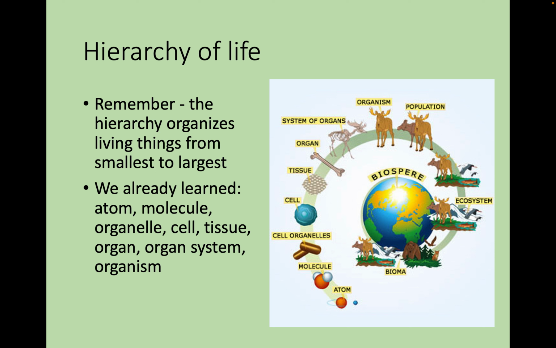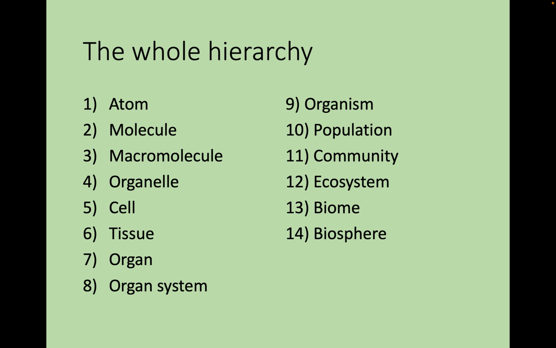So we already saw in Unit 1: atom, molecule, organelle, cell, tissue, organ, organ system, organism. Here's the whole shebang. Some people might also insert macromolecule in here. It just means big molecule, that's all. So we've kind of seen up to number 9 here, organism. We saw those in other notes. And if you remember, atoms come together to make molecules, molecules make organelles, organelles make cells, cells make tissues, tissues make organs, and so on.